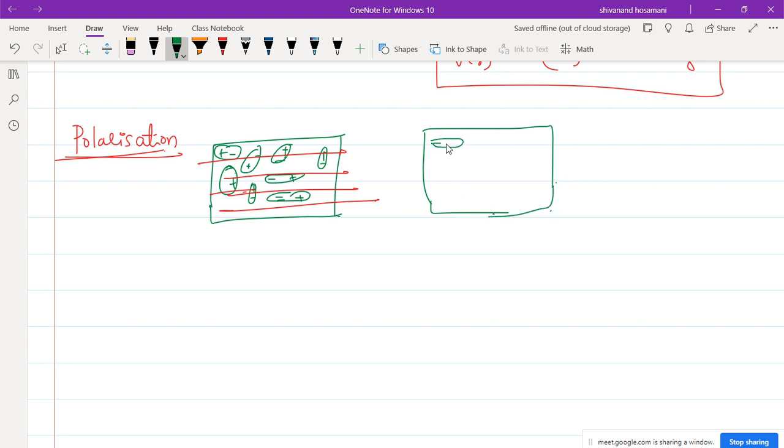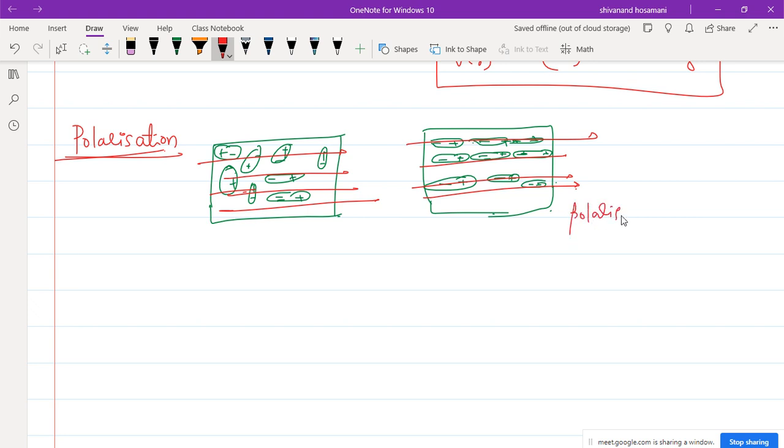You are making them align along a single direction. So single direction alignment is called polarization. This is plus minus, and this is plus minus, like that. By the application of an external field on these, they are going to orient along a particular direction. This is called polarized, or the process is called polarization.